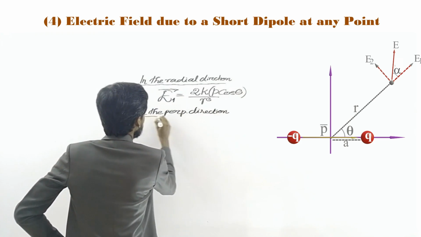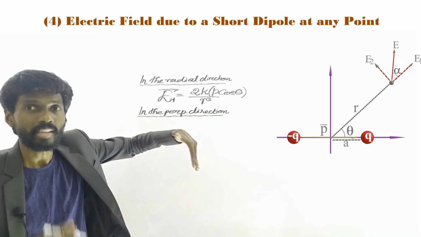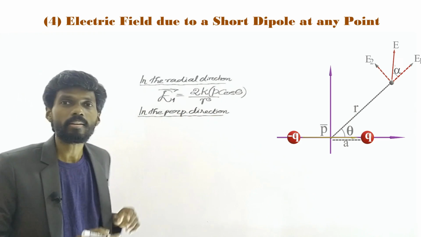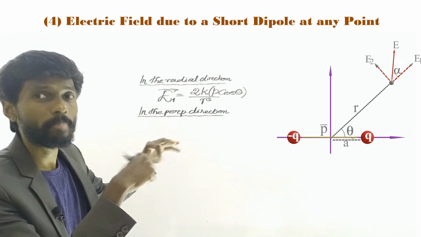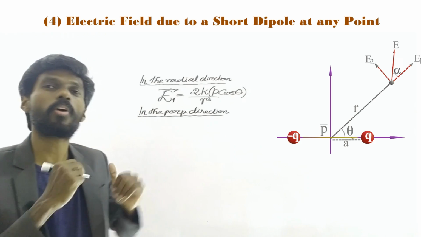Take the component of P in the perpendicular direction. If you take the component of P in the perpendicular direction, then that point will be on the equatorial plane, which means on the perpendicular bisector. Then it is the second case. So what is the formula in the second case?